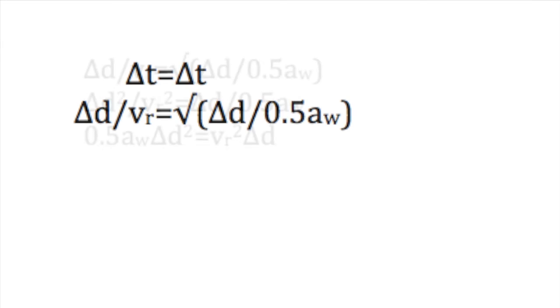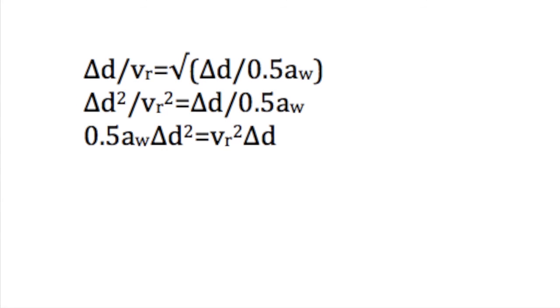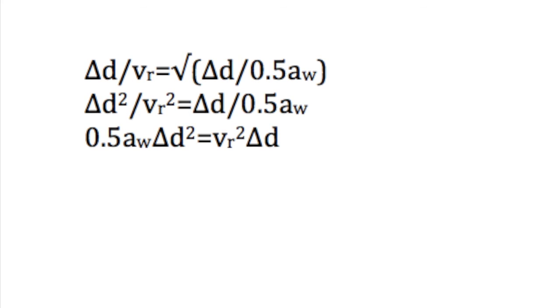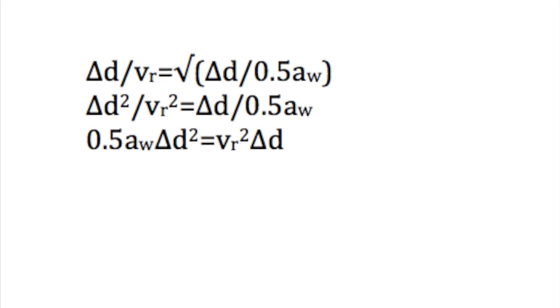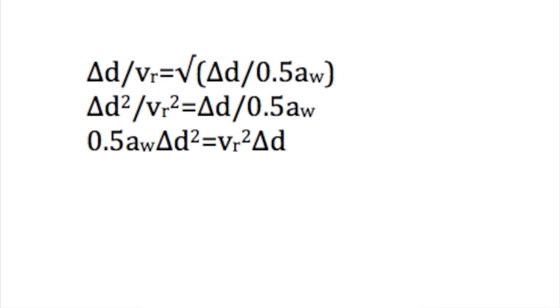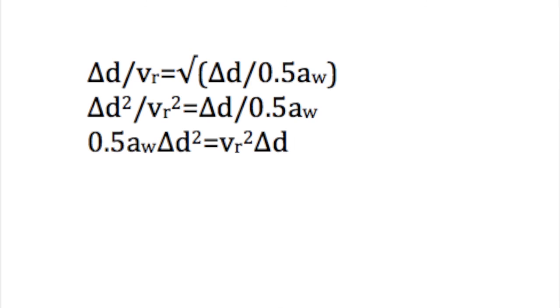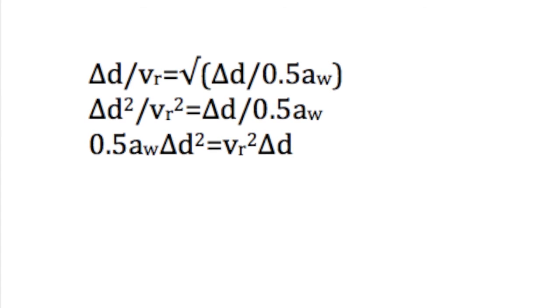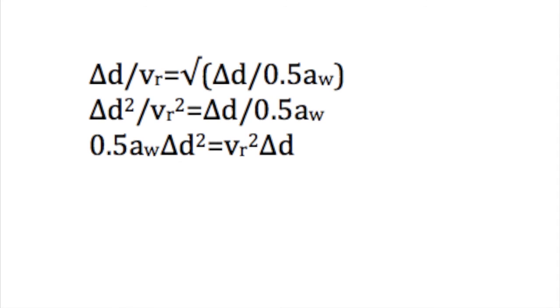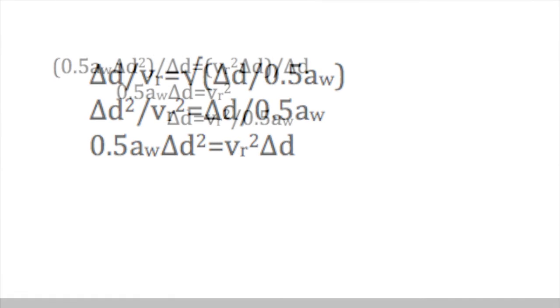of Wile Coyote. Squaring both sides of this equation will give us delta d squared over the velocity of the Roadrunner squared is equal to delta d over 0.5 times the acceleration of Wile Coyote. We can then cross multiply, giving us 0.5 times acceleration times delta d squared is equal to the velocity of the Roadrunner squared times delta d.